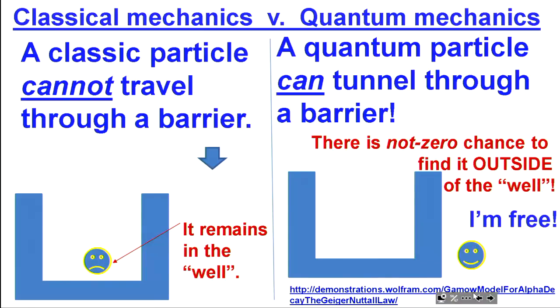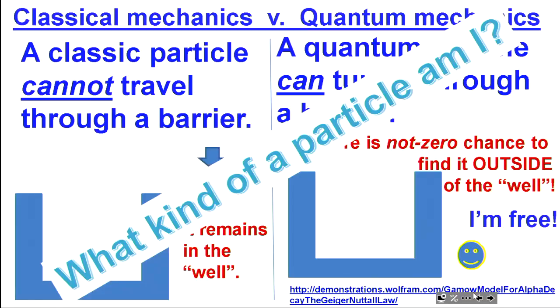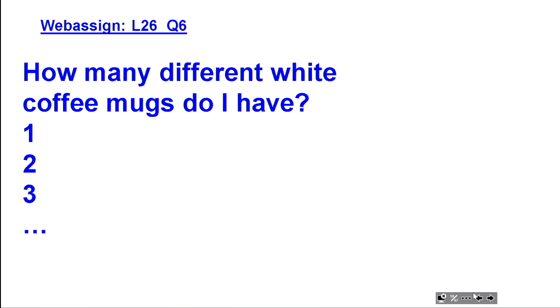Well, sometimes in our life, we can also hit a barrier, right? Talk to our friends, boss, teacher, parent. Every time when that happens, ask yourself, what kind of a particle are you? Are you a classical particle, hit the barrier and bounce back? Or are you a quantum particle, which can tunnel through? Think about it. Last question.